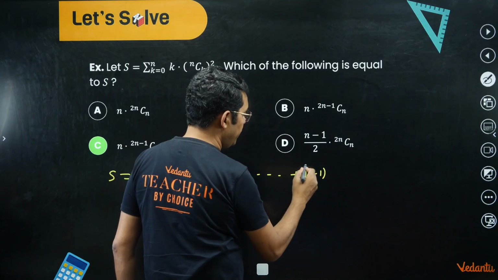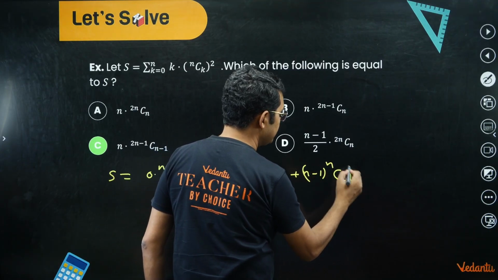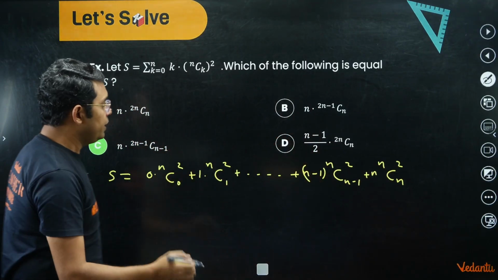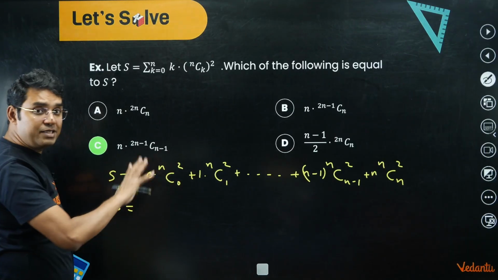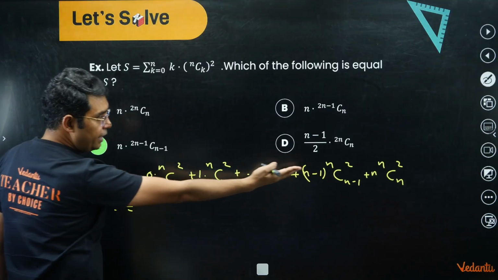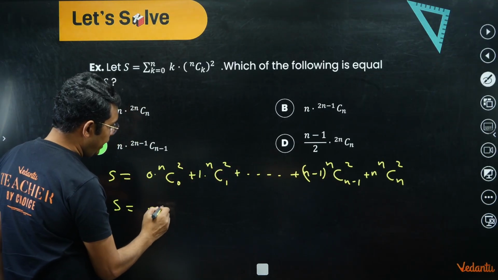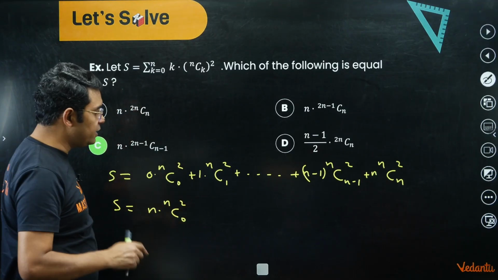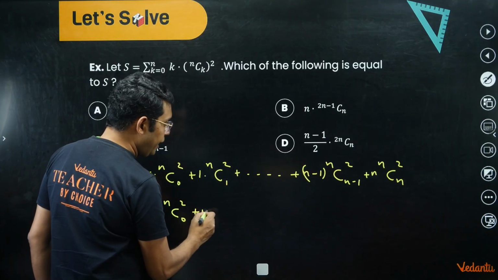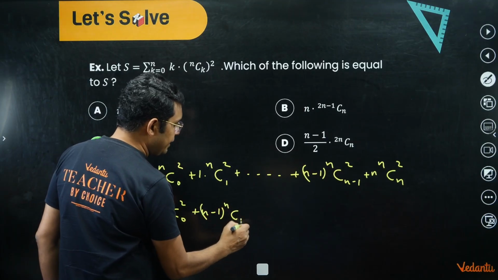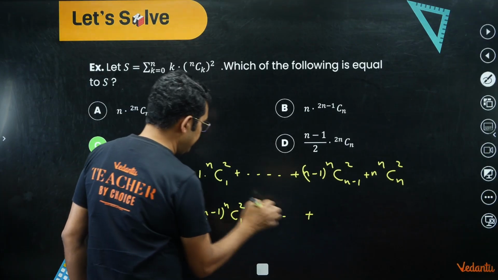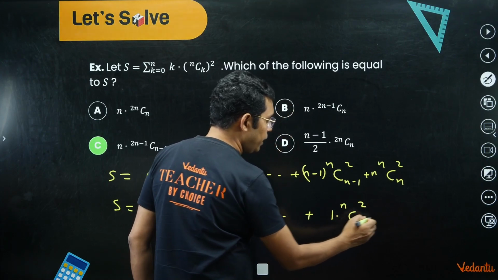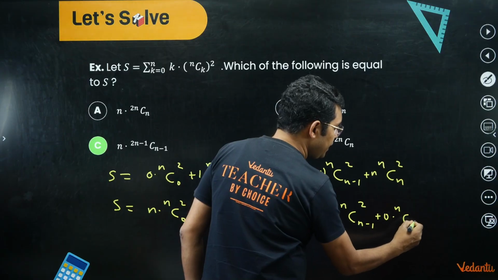The last two terms would be (n minus 1) nCn minus 1 square plus n into nCn square. Now you reverse the order of this entire thing, so that last term will come here, so it will be nCn square, and I can write nCn also as nC0. The second last term will be (n minus 1) and I can write this as nC1 square and so on. The second term here will go to the second last position, and that will be nC(n minus 1) square plus 0 into nCn square.